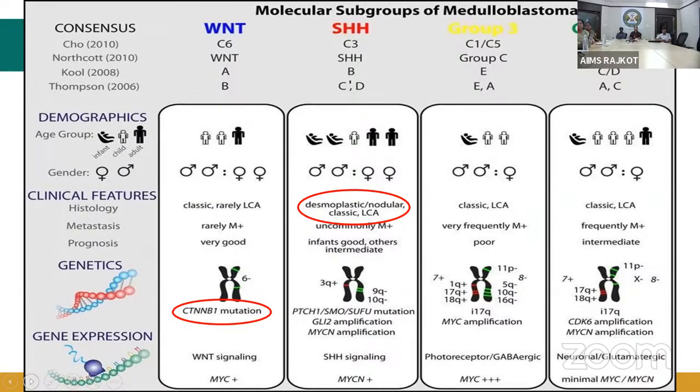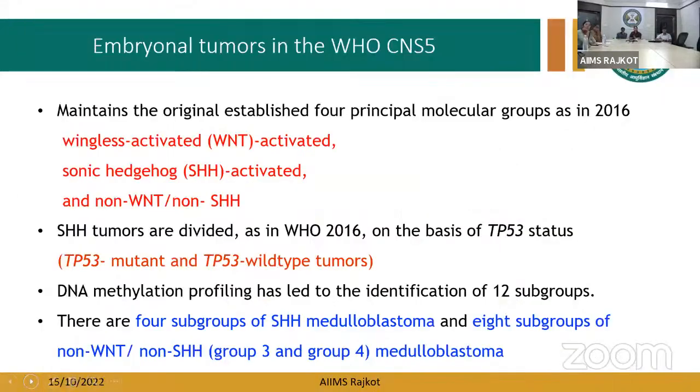Group 3, in this, we have male predilection, and it can be seen in infants as well as children. It is a very frequently metastasizing tumor, having a poor prognosis. Group 4, it can be seen in infants, children as well as adults. This one also has male predilection. It can be classic or LCA type, frequently metastasizing, and intermediate prognosis.